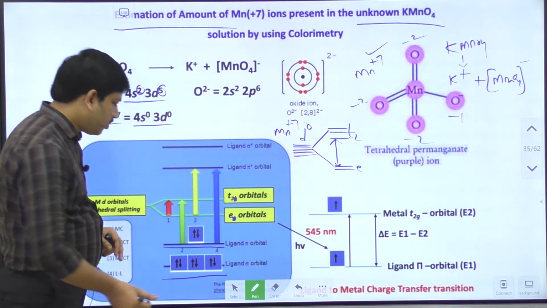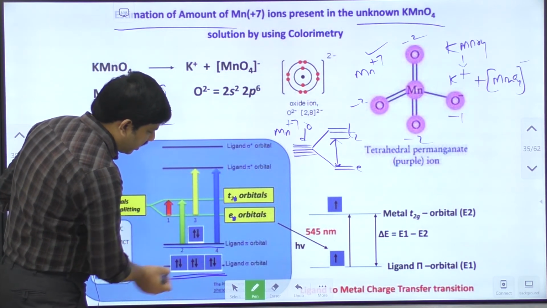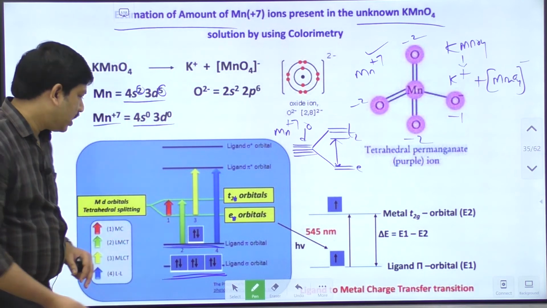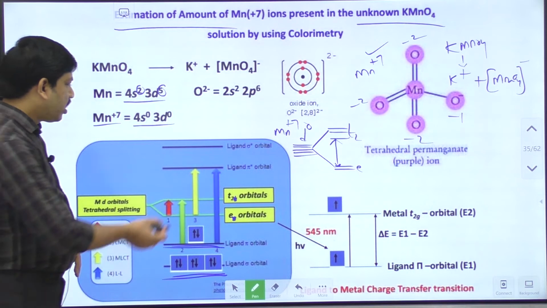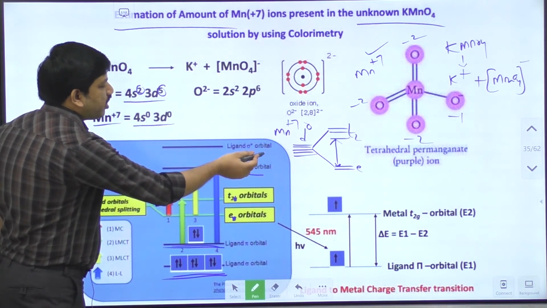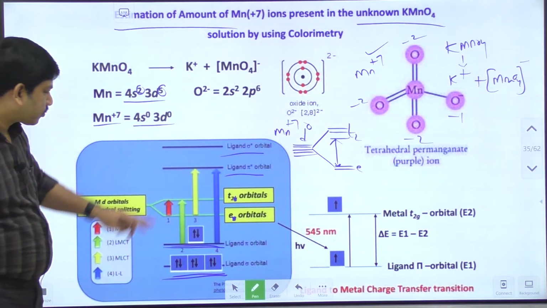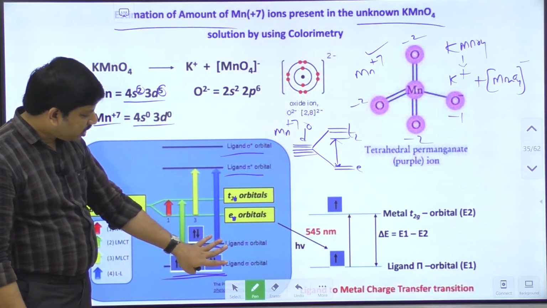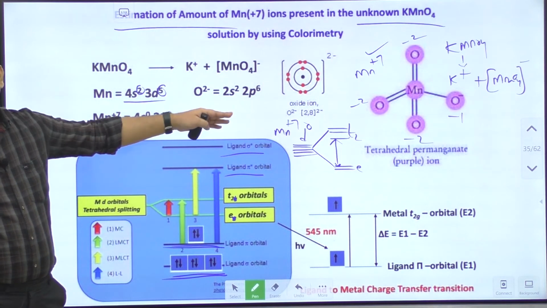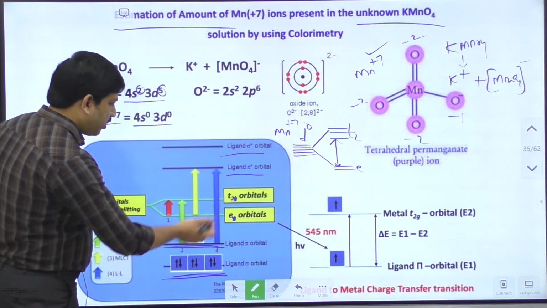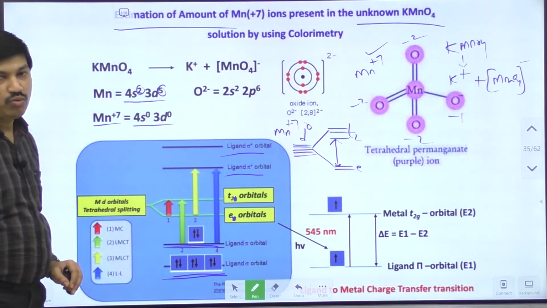So from that concept, these are the sigma bonding level and pi bonding level, and these are the corresponding E orbitals and T2 orbitals from the metal, and these are the corresponding pi star anti-bonding and sigma star anti-bonding levels. The bonding levels belong to the ligand, and the anti-bonding levels belong to the ligand anti-bonding level. In between we have the E orbitals and T2 orbitals.